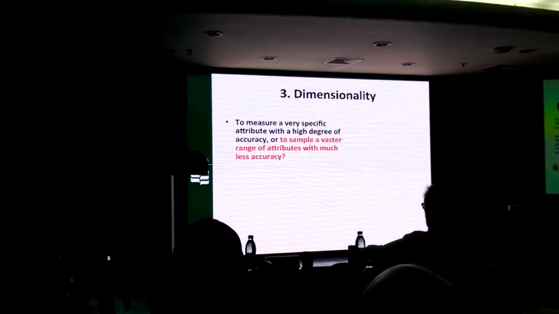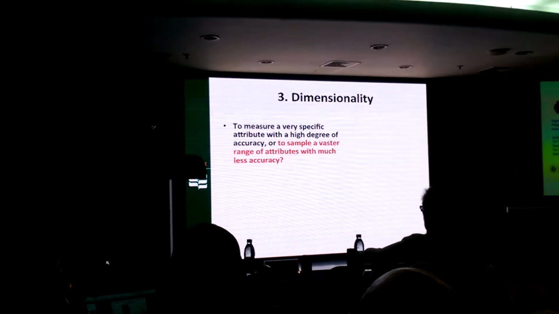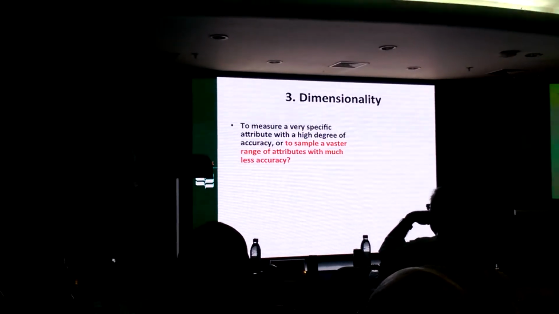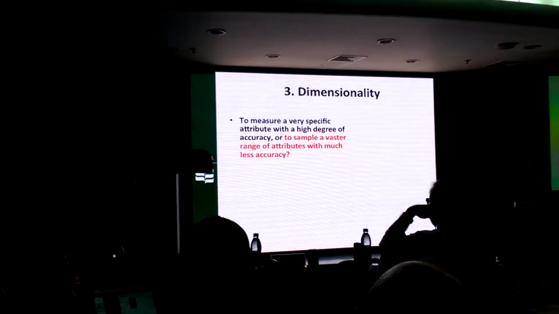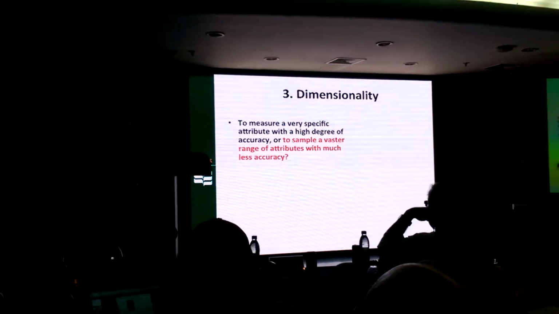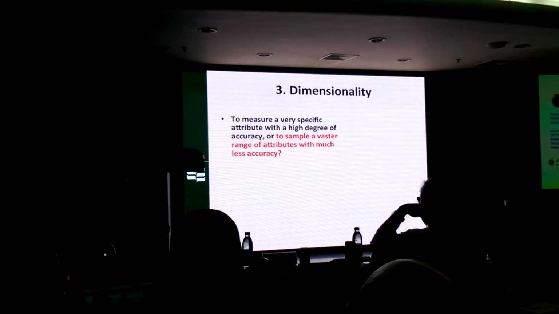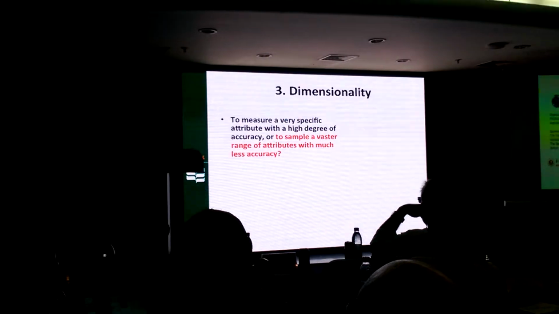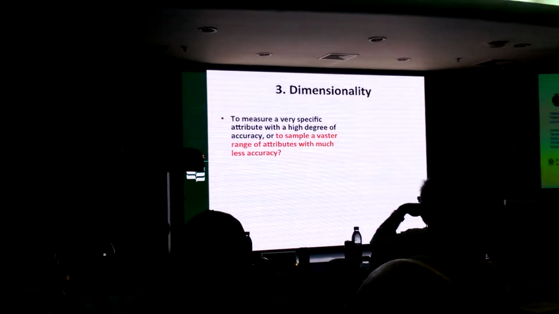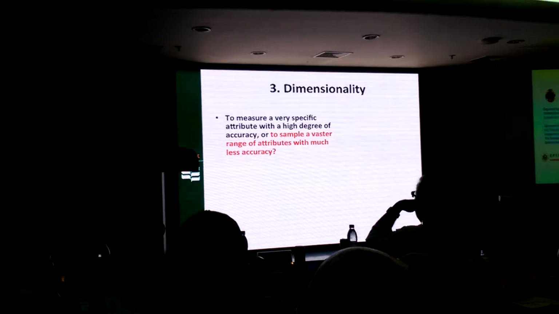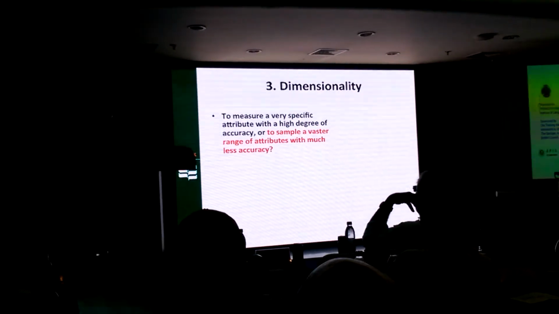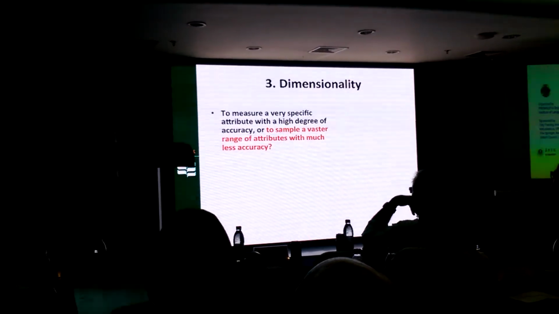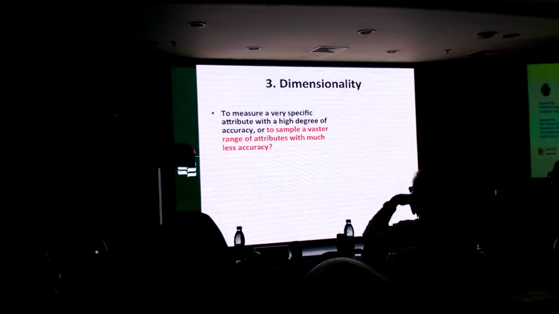The third X is dimensionality. We often suffer from limited testing time. Suppose we only have one hour of testing, but we have so many latent traits we are interested in. So there is a dilemma. Whether we want to measure a very specific latent trait with a high degree of accuracy in these 60 minutes, or we want to sample a vast range of attributes with much less accuracy. Because of the testing time, we only have 60 minutes, so we need to make a decision.